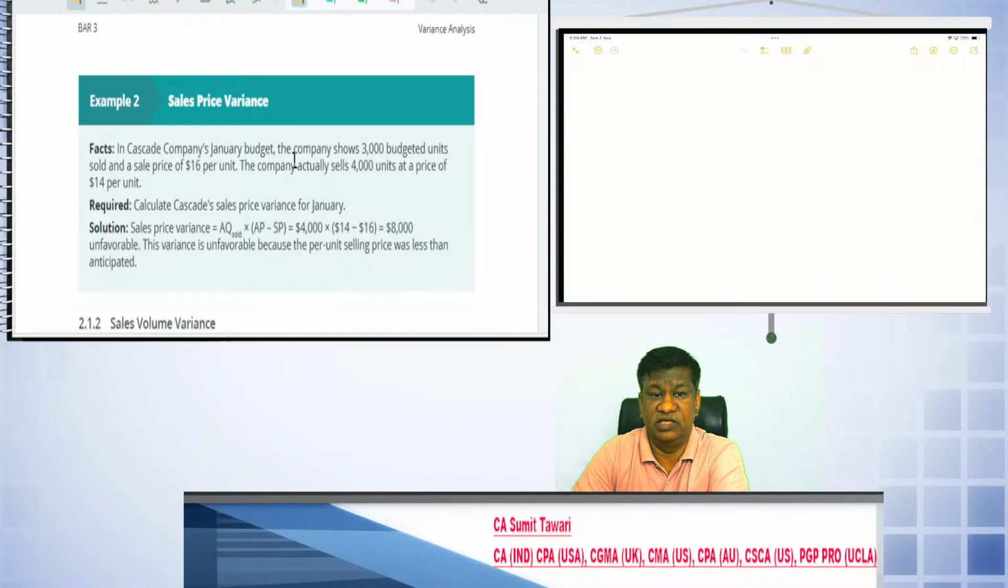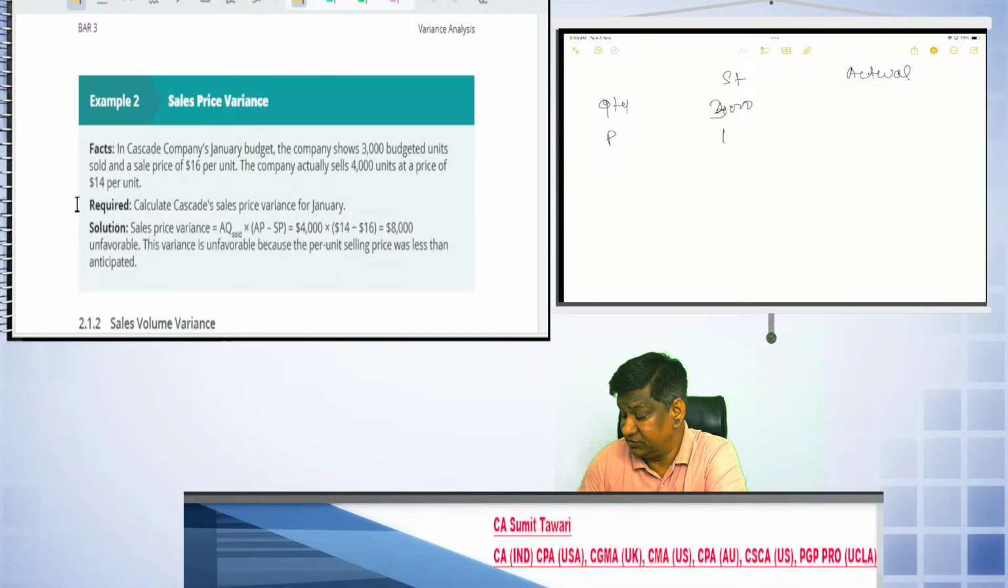So we can consider this example. In Cascade Company's January budget, the company shows 3,000 budgeted units sold and the sell price is 16 per unit. The company actually sold 4,000 units at a price of 14. Standard quantity is 3,000 units and the sell price is 16. Actual quantity is 4,000 and the sell price is 14.